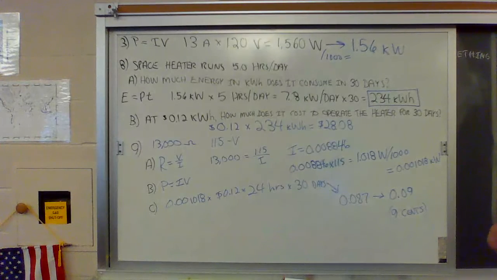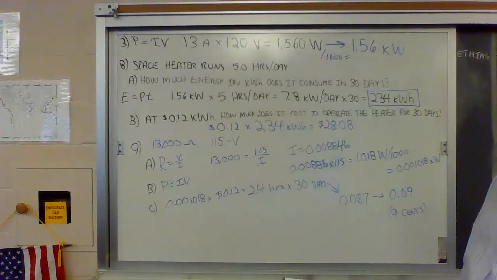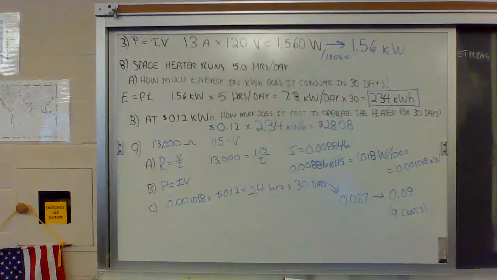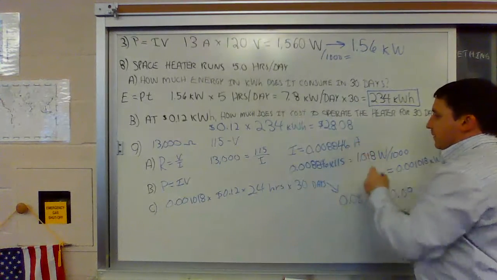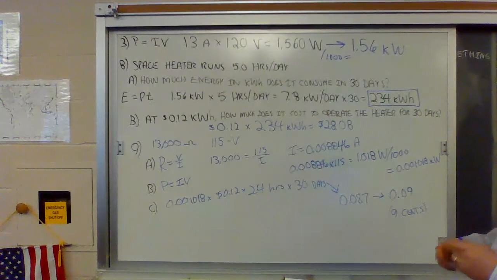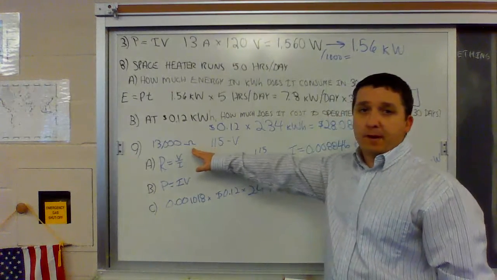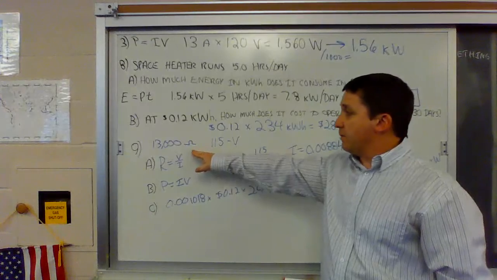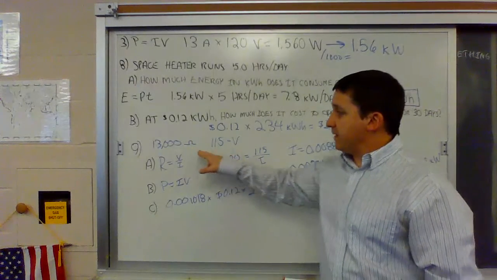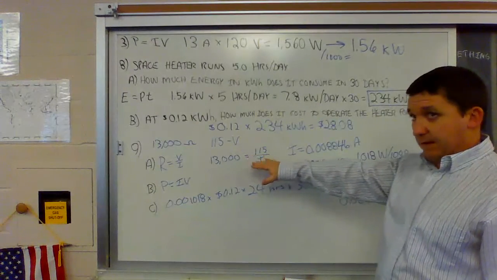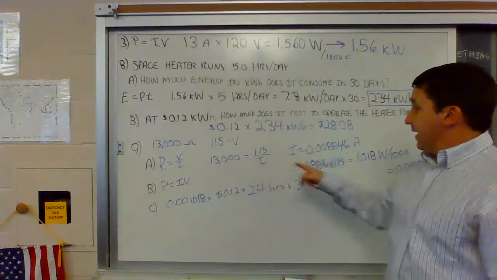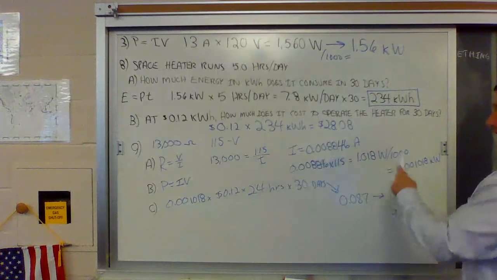So number 9 is independent of number 8, but just to give you a little bit more practice with using Ohm's law, we had to figure out what the current was. Based on Ohm's law, we know from the problem that the resistance is 13,000 ohms. The voltage is 115, so we plug those numbers again into the appropriate locations for the equation. Divide it out, we get this tiny number here.